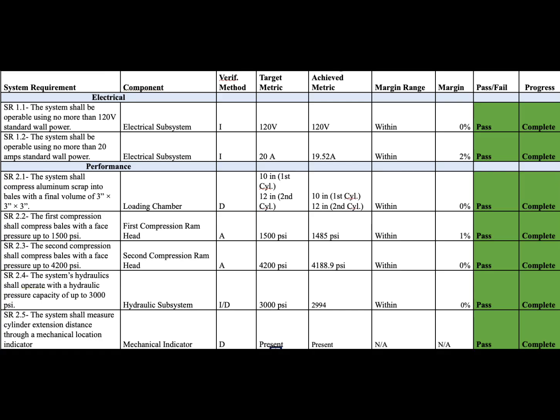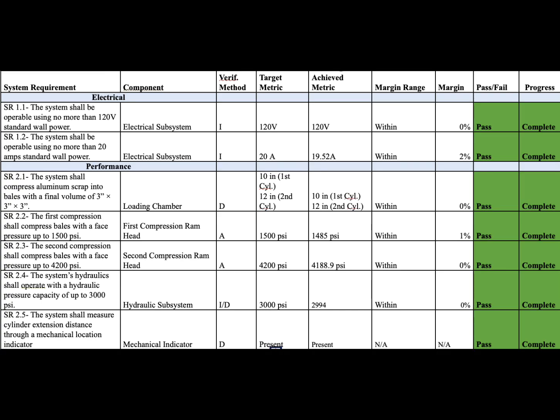For performance, the system successfully achieved the target bale size of 3 by 3 by 3 inches, and both compression stages meet their required pressures. The first stage reaches approximately 1500 psi, and the second stage reaches just under 4200 psi, both within acceptable margins. We also verified that the hydraulic system operates within its pressure capacity of 3000 psi, ensuring safe and reliable performance.